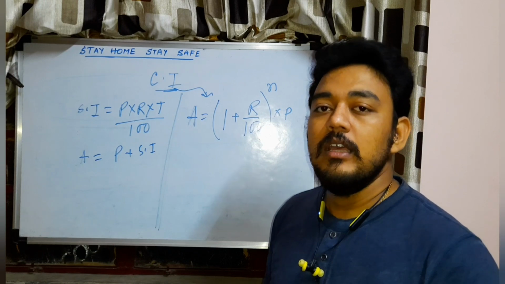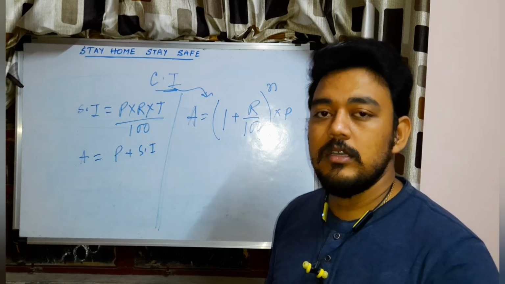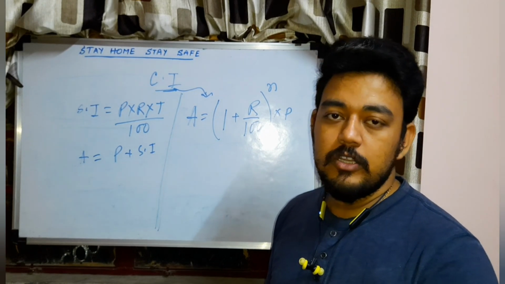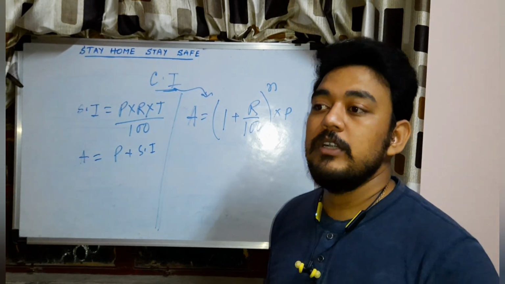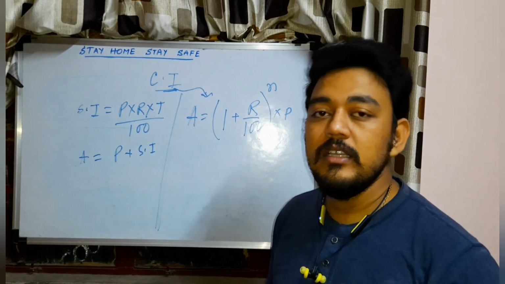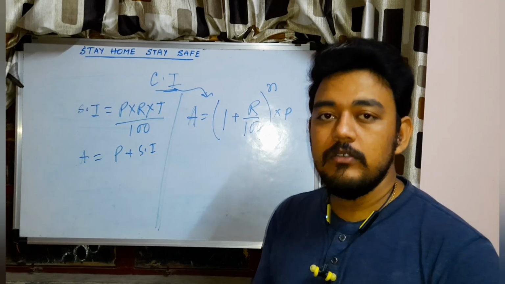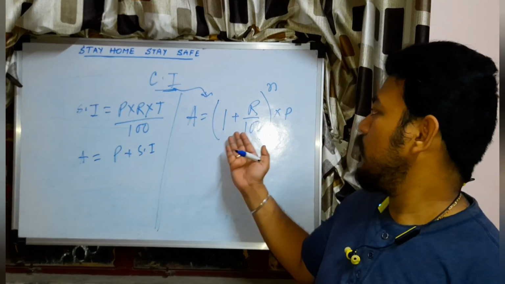That's why it is called annual interest. In the book you will see that sometimes they will say quarterly, yearly. How the formula will change for quarterly and yearly, that I will tell you later. So A is equals to P into (1 plus R by 100) to the power n.